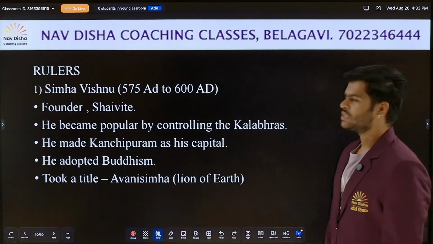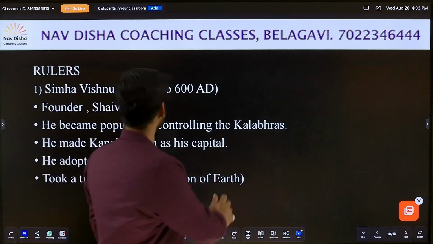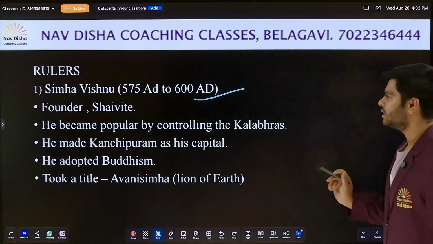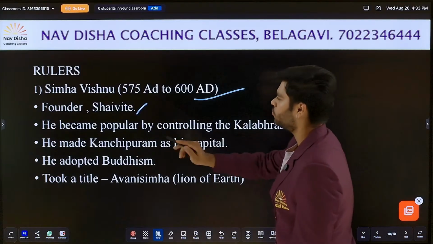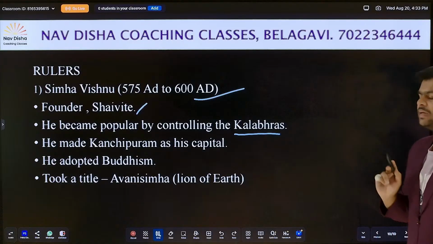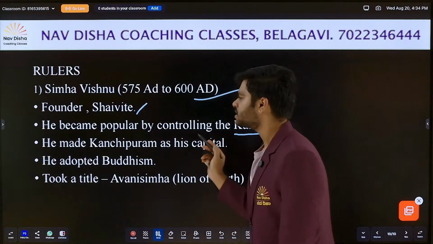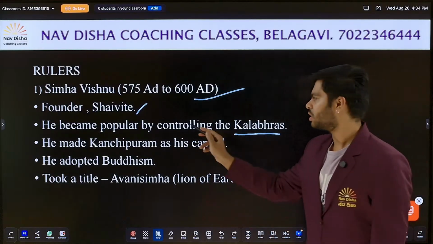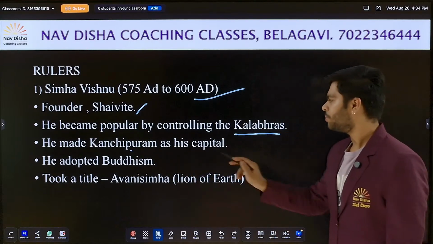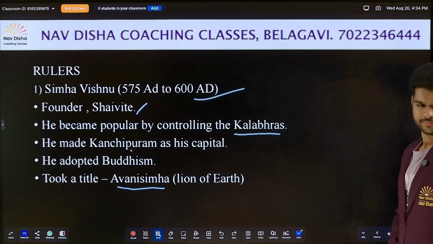Rulers. First ruler was Simha Vishnu, 575 AD to 600 AD. He was the founder and he was a Shaivite, worshipping Lord Shiva, so following Shaivism. He became popular by controlling a tribe called Kalabhras. There was a small tribal kingdom called Kalabhras. They were trying to take over and he controlled them and became popular. He made Kanchipuram their capital. He later adopted Buddhism, took a title Avani Simha, Lion of Earth.